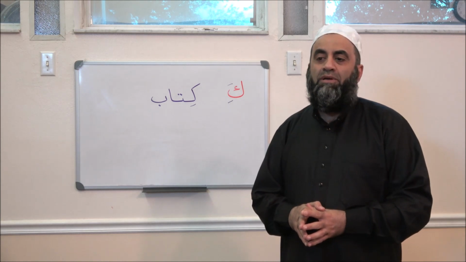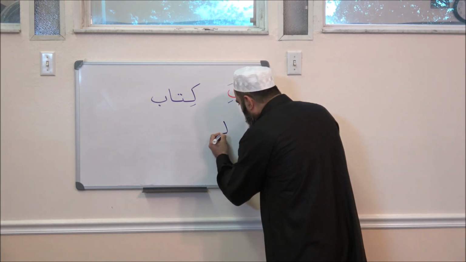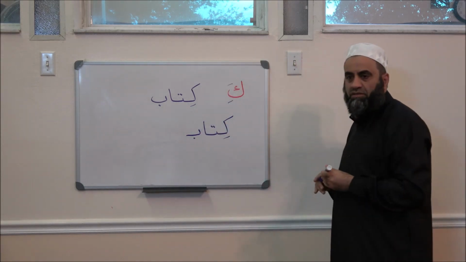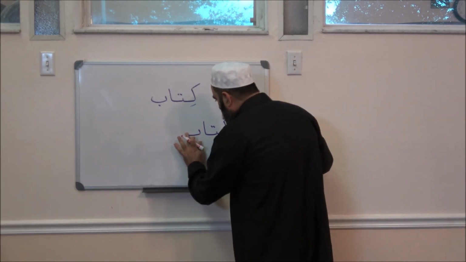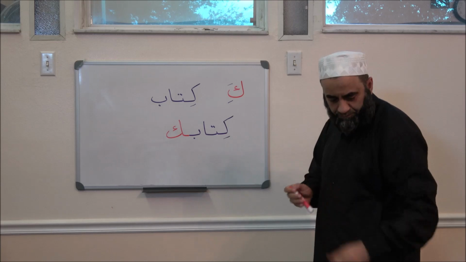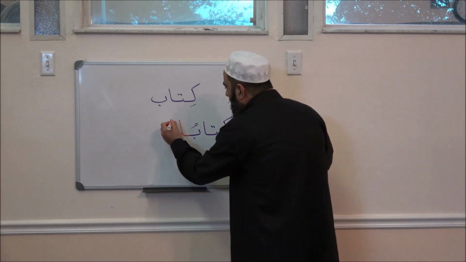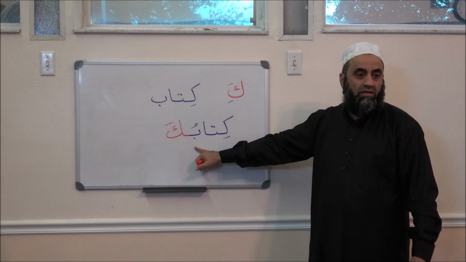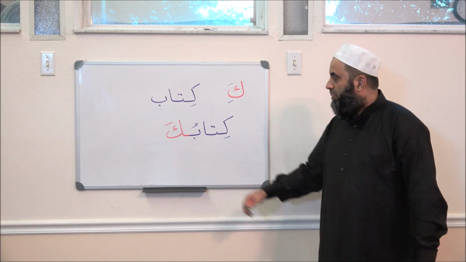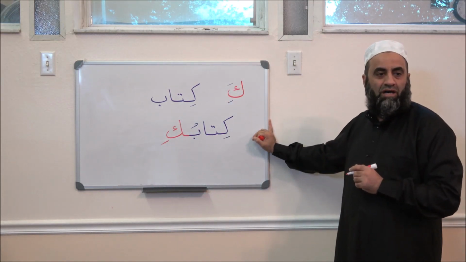Remember how I make plural in Arabic? Let's do just kitab. So here's my original word kitab. If I add a kaf to it, with a damma, if I'm talking to a boy, I'm saying kitabuka. What does the word kitabuka mean? Your book, I'm talking to a boy. If I'm talking to a girl, kitabuki, your book, I'm talking to a girl.